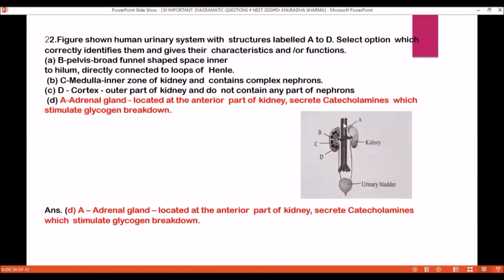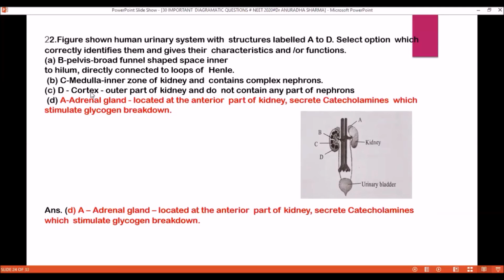Now the figure shows the human urinary system with structures A to D. Select the option which correctly identifies them and gives their characteristic or function. So the first option is B, pelvis, which is a broad funnel-shaped space inner to the hilum and directly connected to the loop of Henle. C is medulla, which is the inner zone of the kidney and contains the complex nephron.